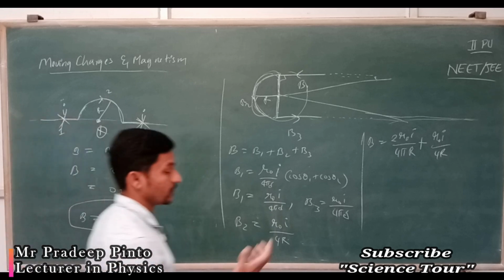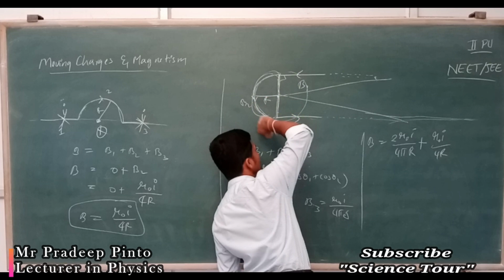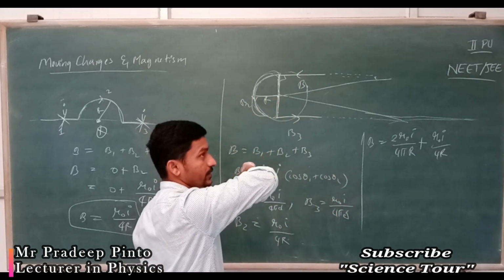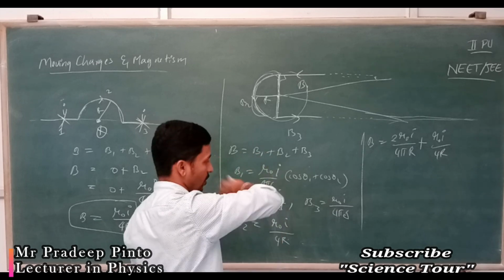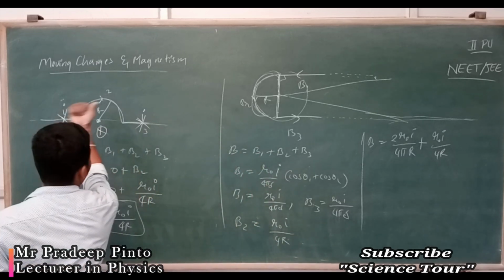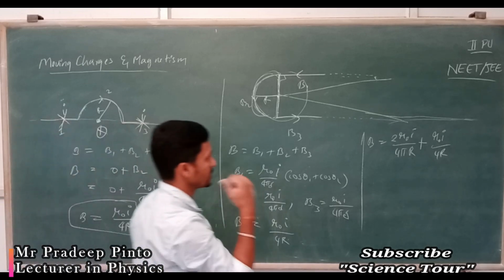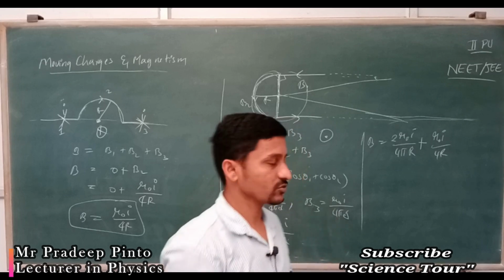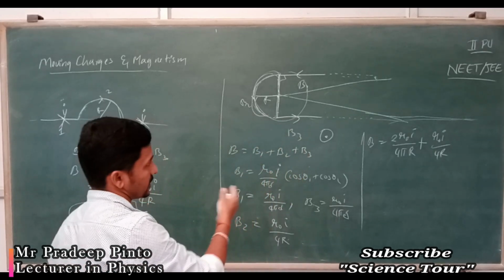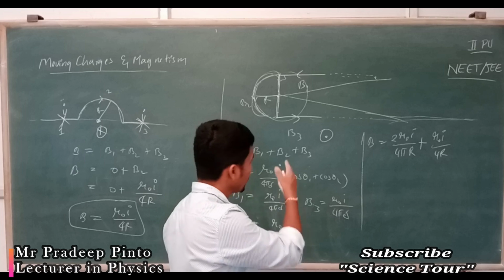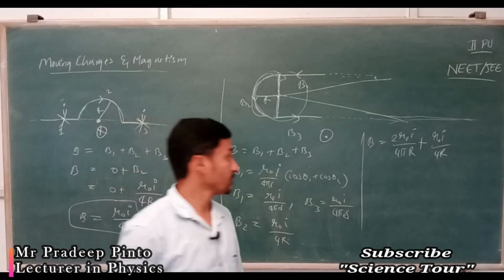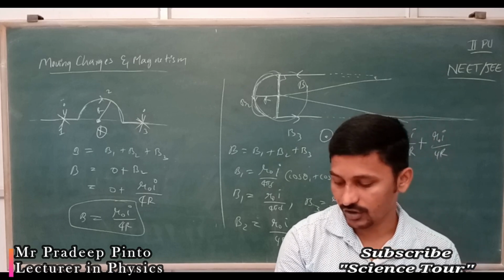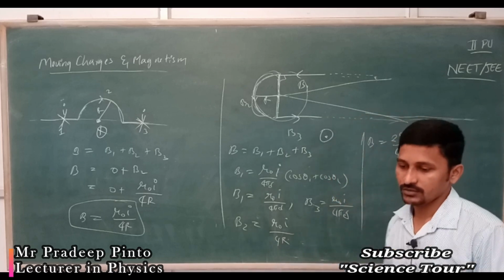And what is the magnetic field direction? It is anti-clockwise. Anti-clockwise means it is outside. See, clockwise means it is inside, anti-clockwise means it is outside. Remember, anti-clockwise means towards you, clockwise means inside the board. So that will be outside the board. In that way you find the magnetic field at the point P, and this is the value we have got for this problem.